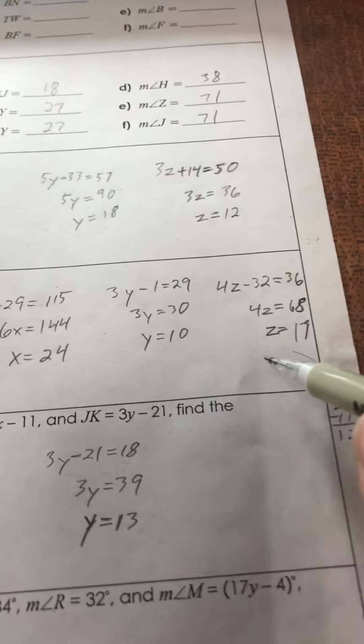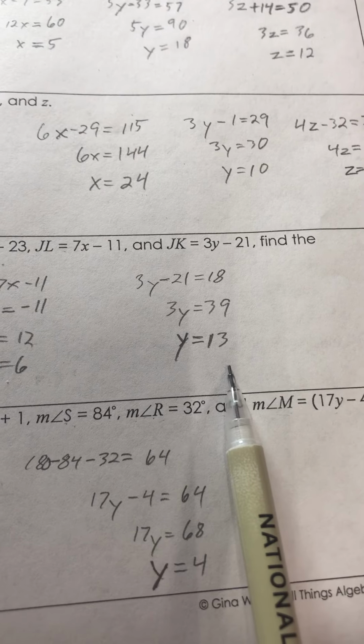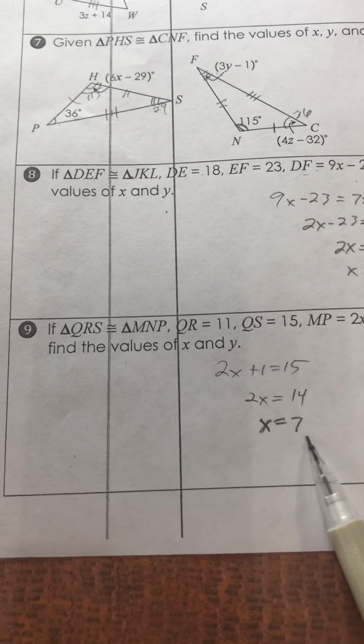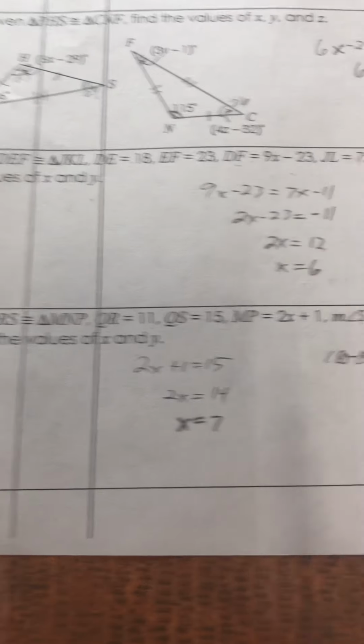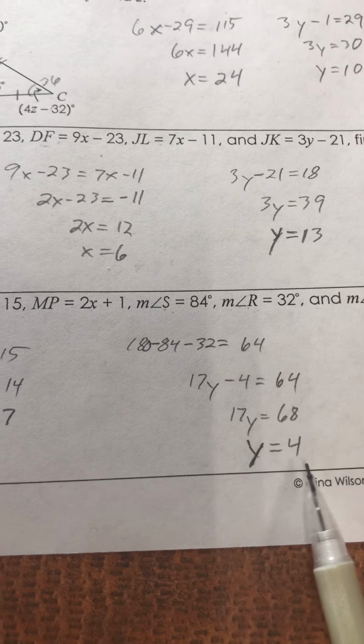Okay, and then number 8, I have it just worked out. We did that one in class also. And then number 9, I have worked out here for you. That ends up being your X equals 7 and your Y equals 4.